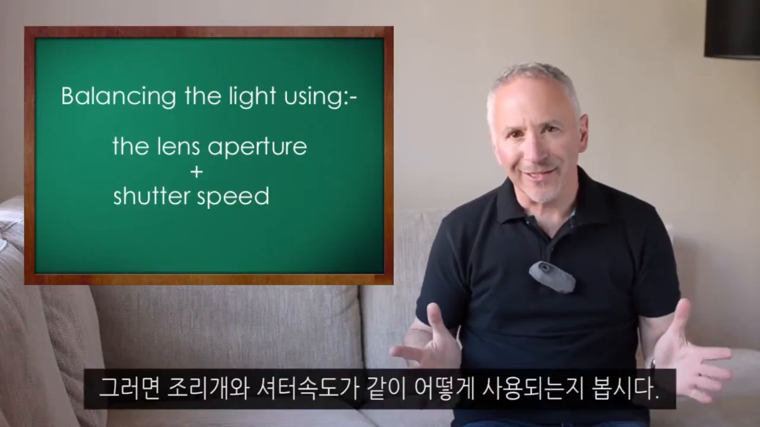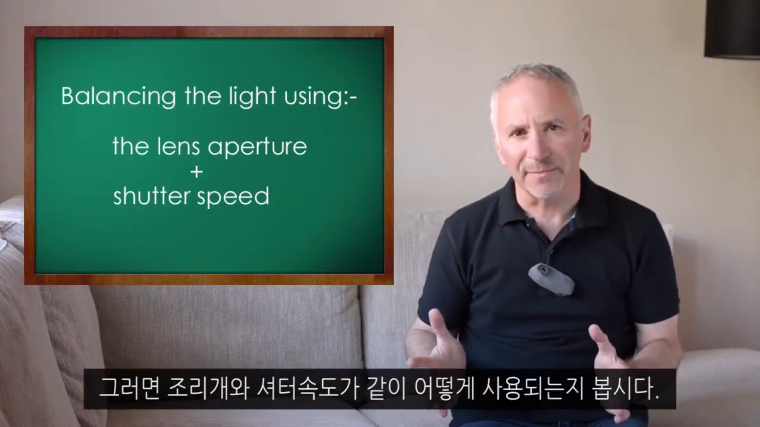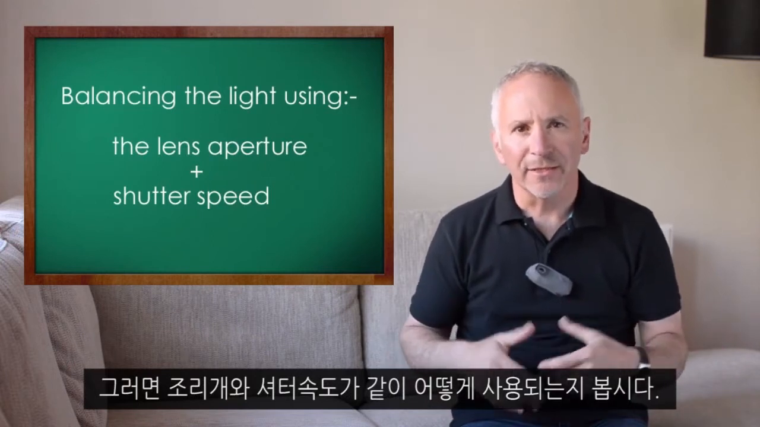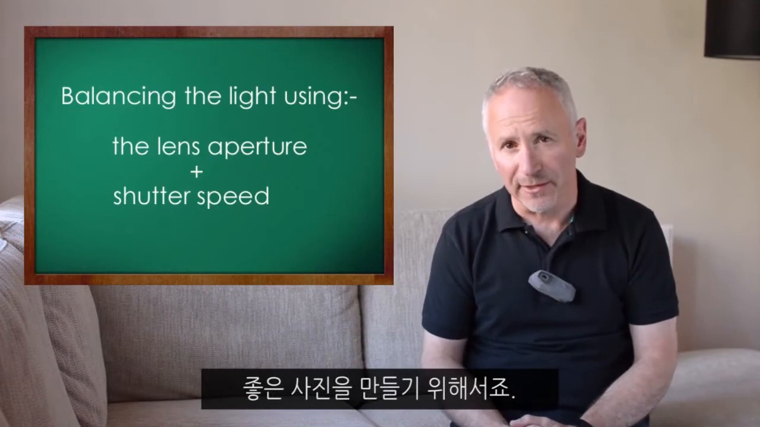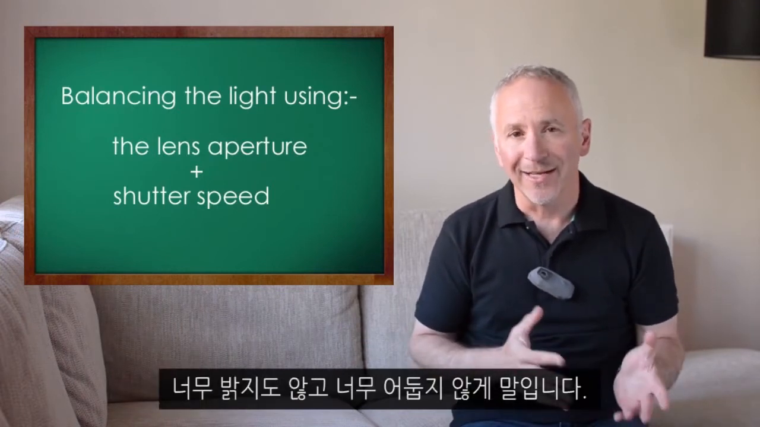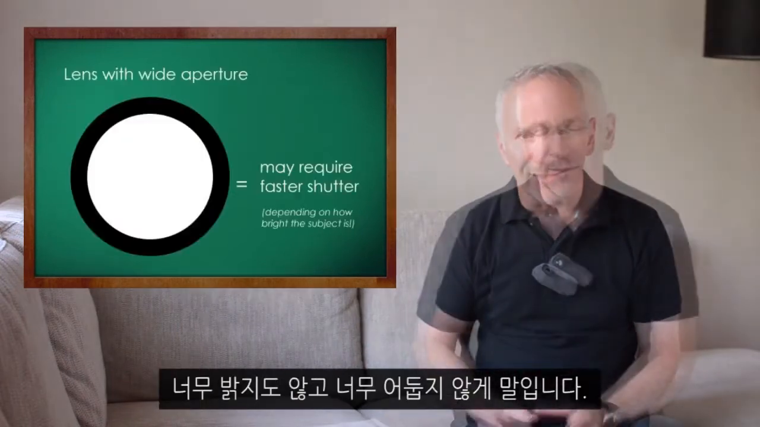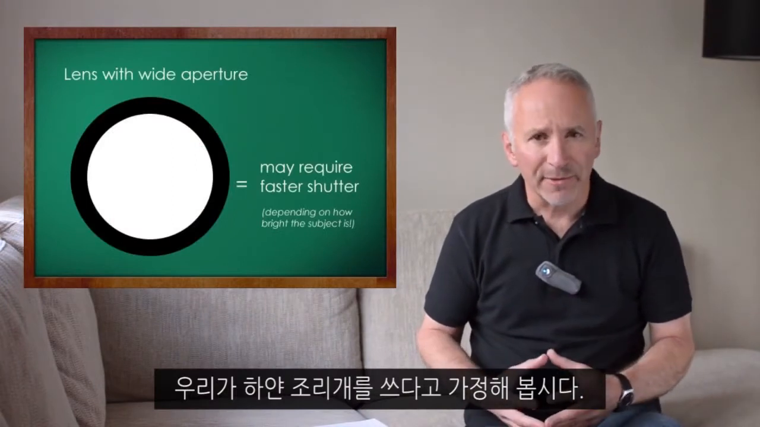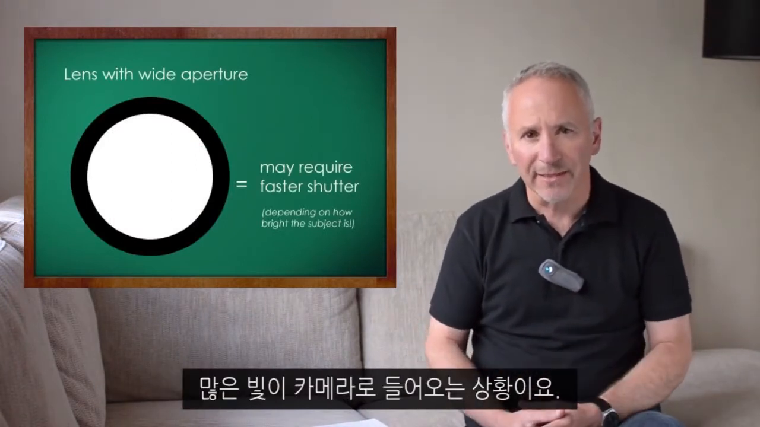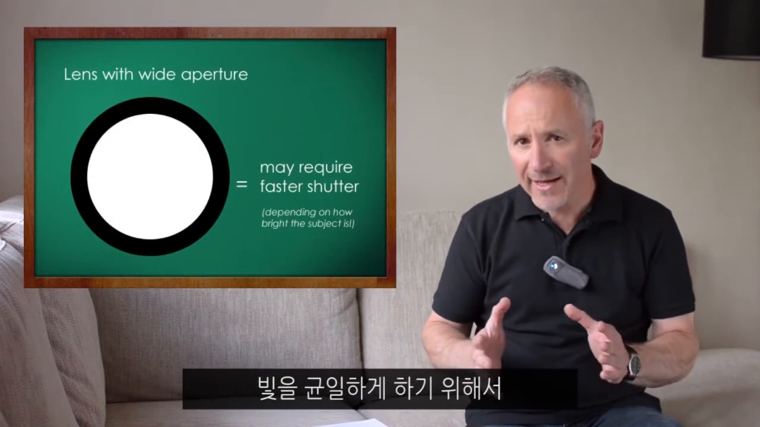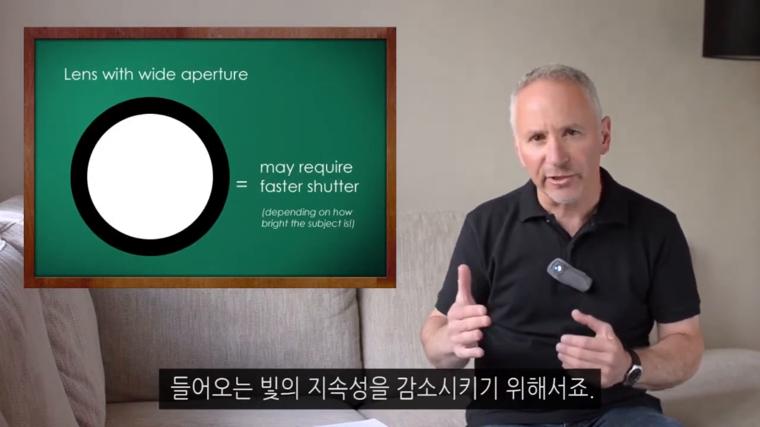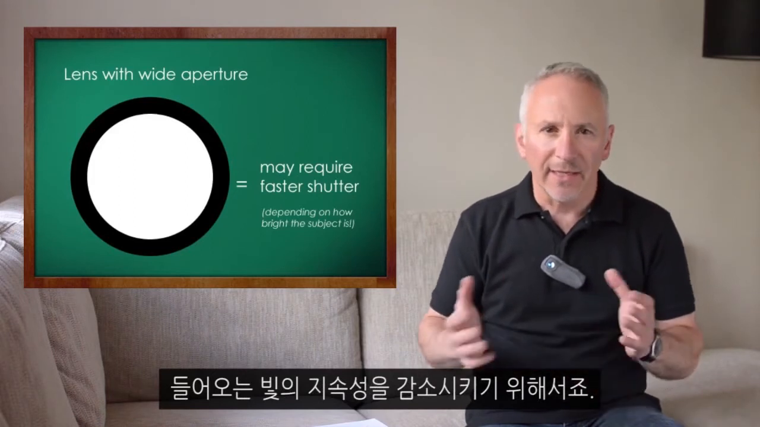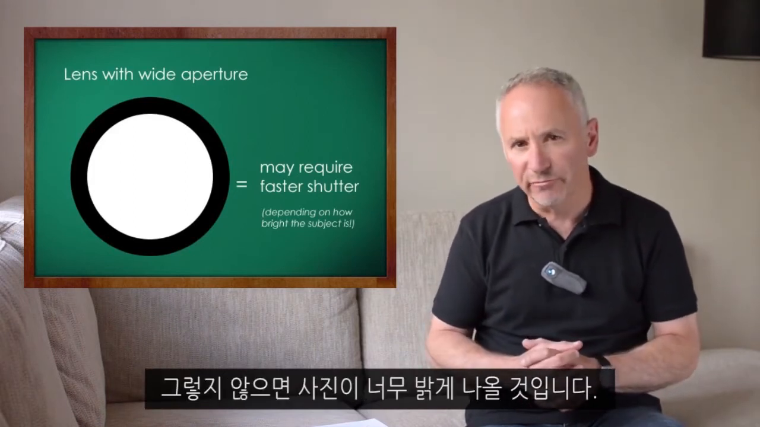So, now let's take a look at the way the aperture and the shutter speed work together as a team to balance out the light and to create a photo that is properly exposed. That is, it's not too light and it's not too dark. Let's say we were using a wide aperture so that lots of light was coming into the camera. To balance that out, we would need to use the faster shutter speed to reduce the duration of the light coming in. Otherwise, the picture will be too bright.